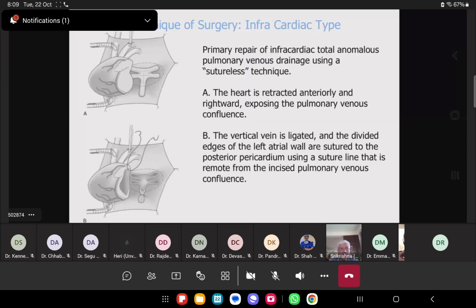Can you see that slide? No, it's blank. So can you explain this? I didn't follow this. How can this be sutureless?